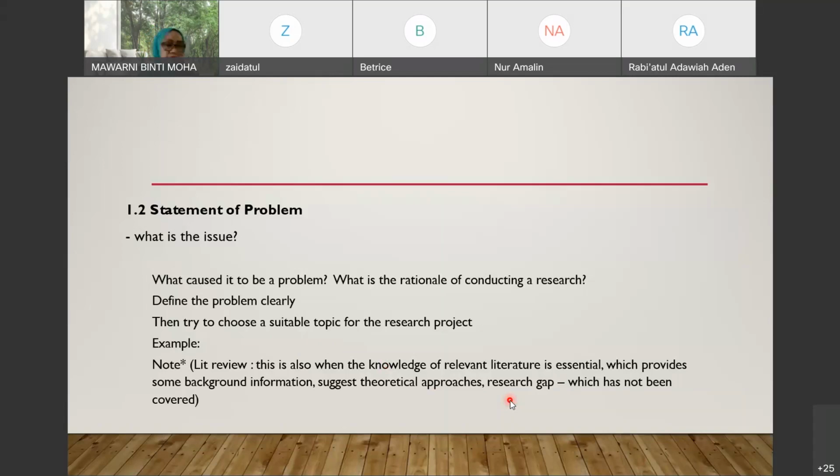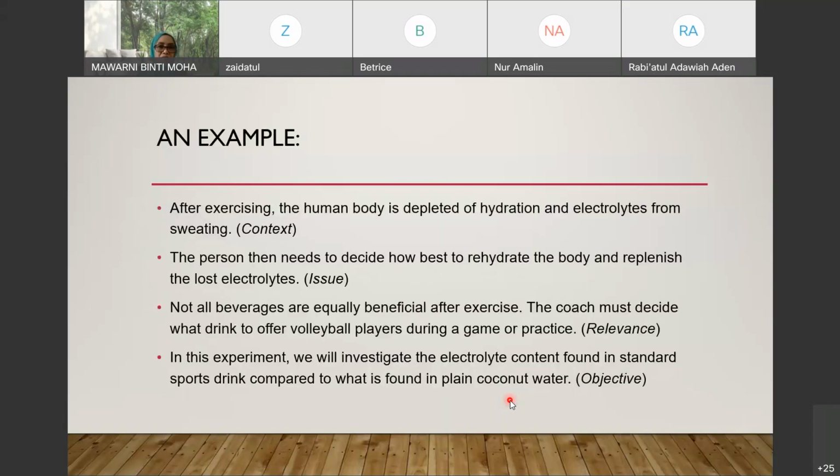Okay. Right, moving on. So what are the key aspects when you want to write your statement of problems? Remember these four things, four aspects: the context, the issue, relevance, and objectives. When you have this, that means you have come out with a good statement of problem. Maybe in a paragraph, you have also come up with a nice problem statement there.